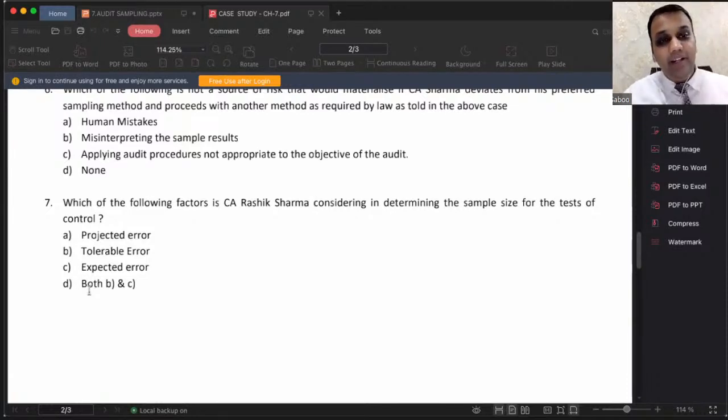B is tolerable error and expected error. I haven't read projected error. Did we discuss projected error? So what were the other factors? Tolerable error, I did discuss. Expected error, I did discuss. So while determining the sample size for test of control, I did discuss expected error as well as tolerable error. So my answer is both B and C, tolerable error and expected error.